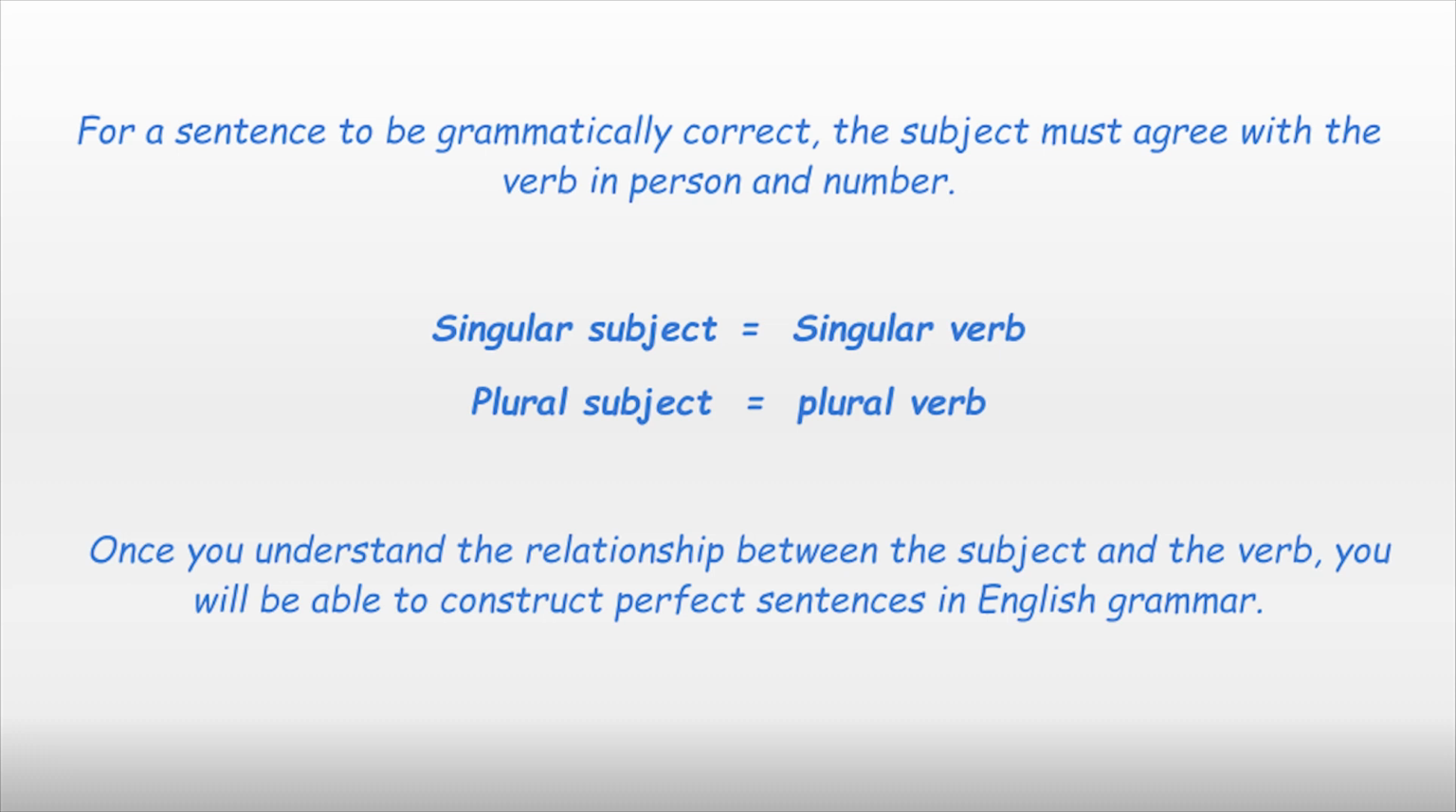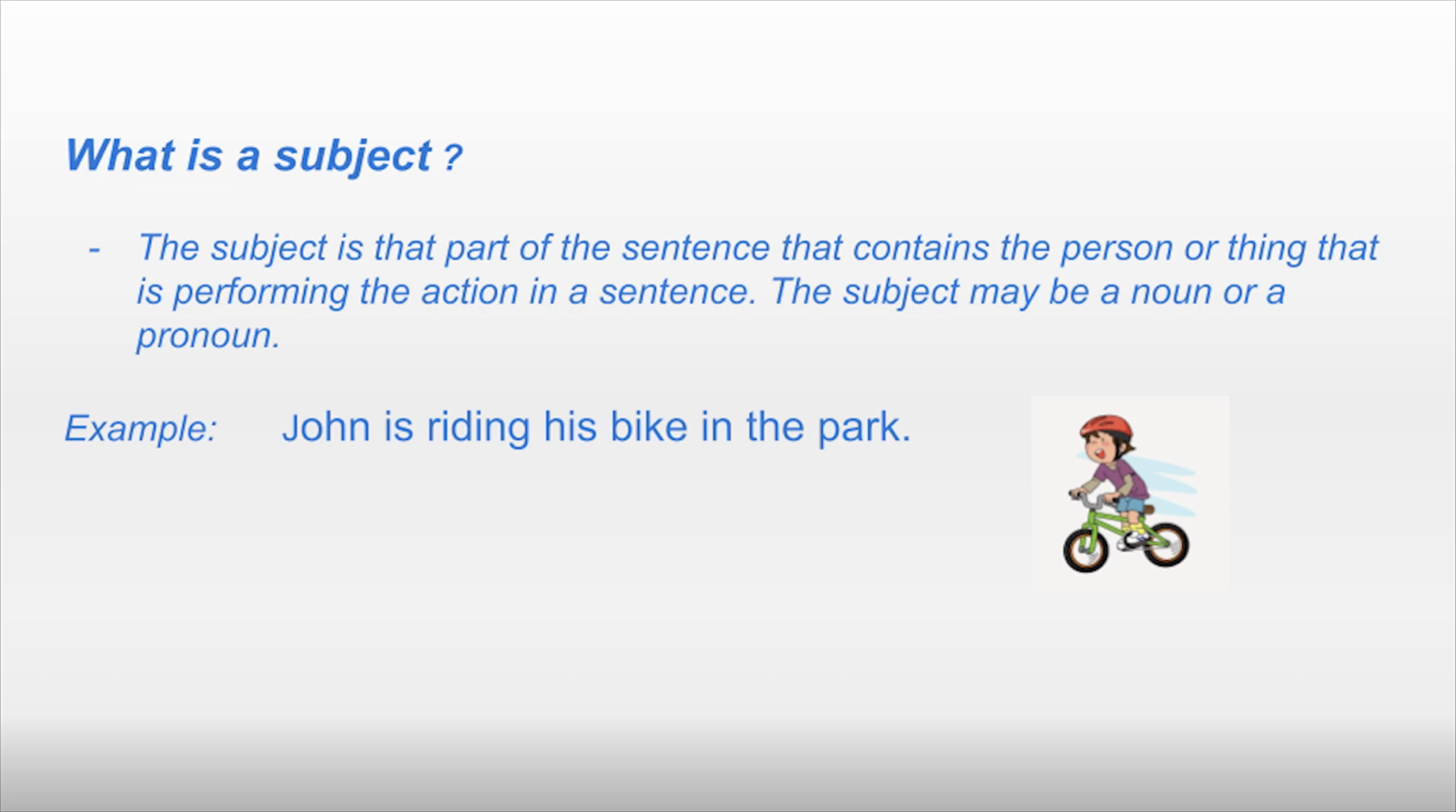English grammar. What is a subject? The subject is that part of the sentence that contains the person or thing that is performing the action in a sentence. The subject may be a noun or a pronoun. For example, John is riding his bike in the park. John is a person performing the action in the sentence, so John is a subject.